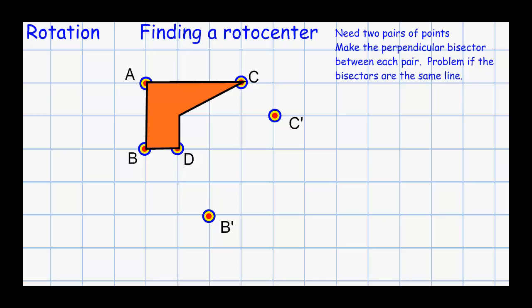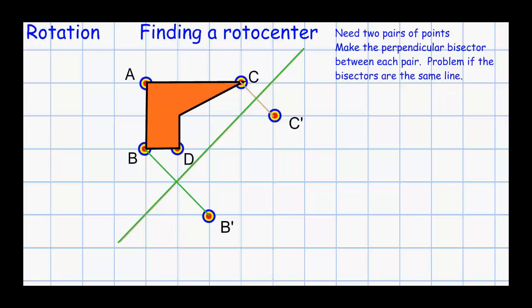Okay, a problem can happen if the two perpendicular bisectors turn out to be the same line. Let's just look and see that that happens in this case. To find the rotocenter, I find the perpendicular bisector of C and C prime. Well, that is this line. And I find the perpendicular bisector of B and B prime. And again, it's the same line. So we have to try something different to find that rotocenter.